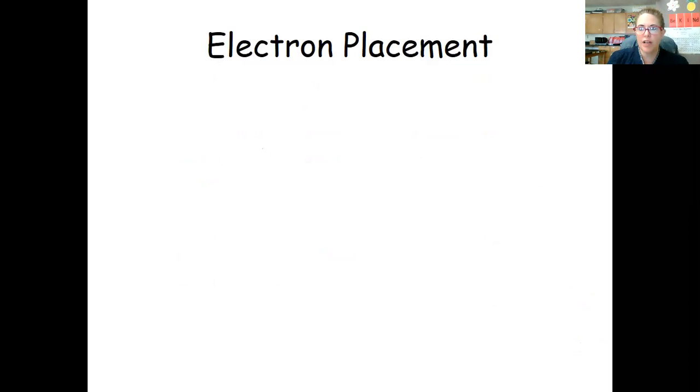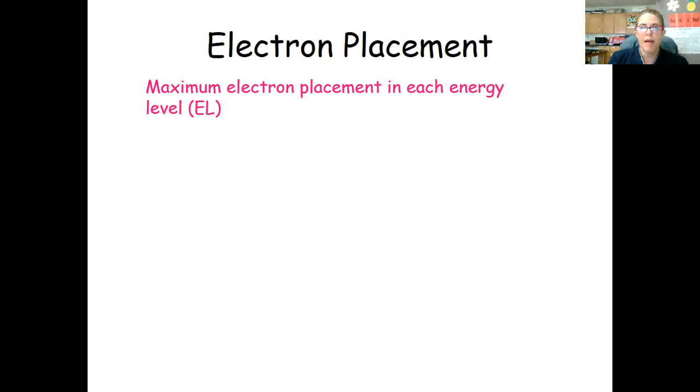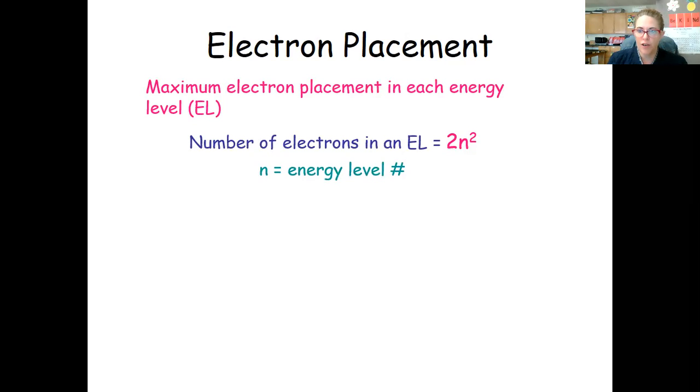So now how are these electrons placed in these energy levels? The maximum electron placement in each energy level is equal to 2n squared, where n is equal to the energy level.